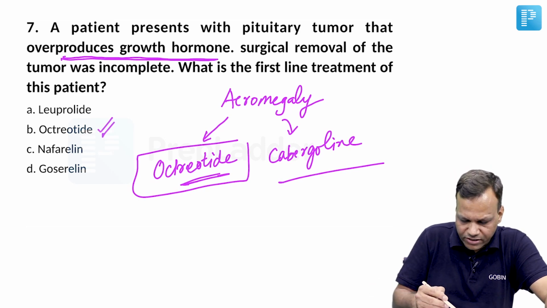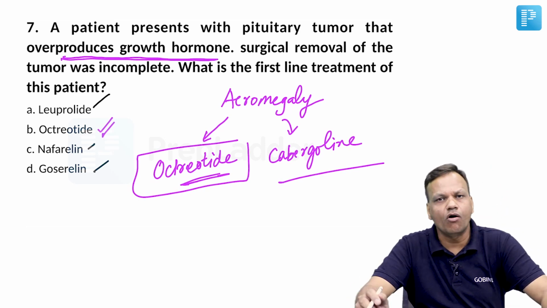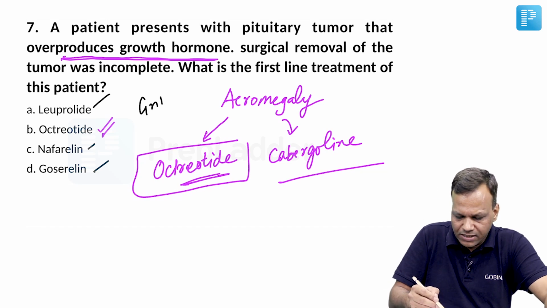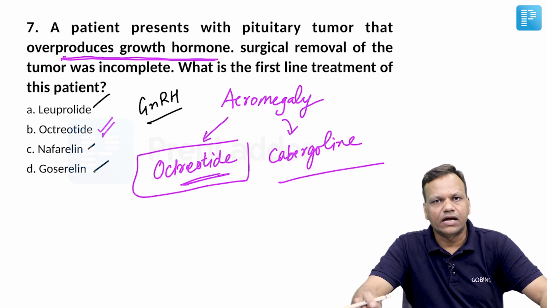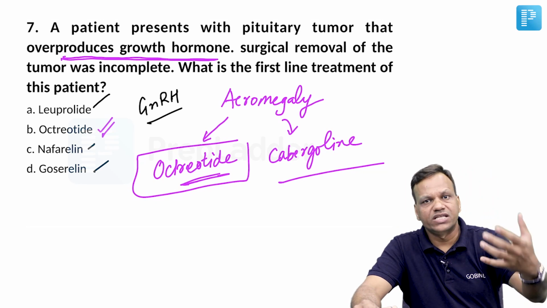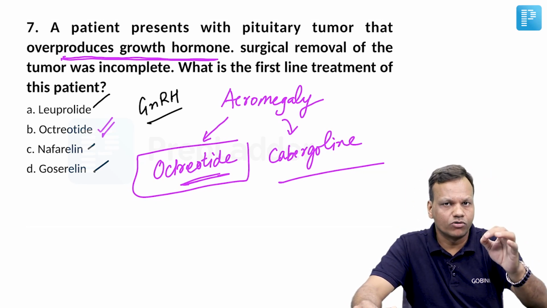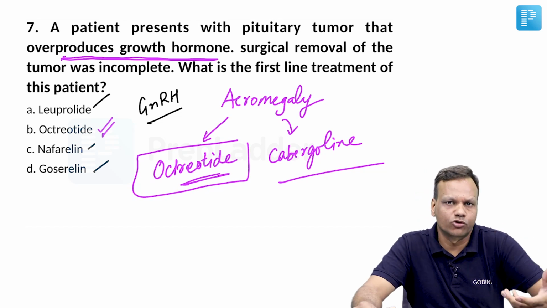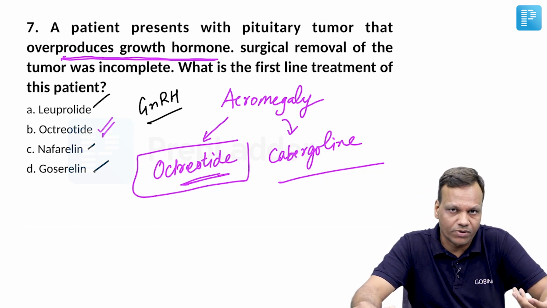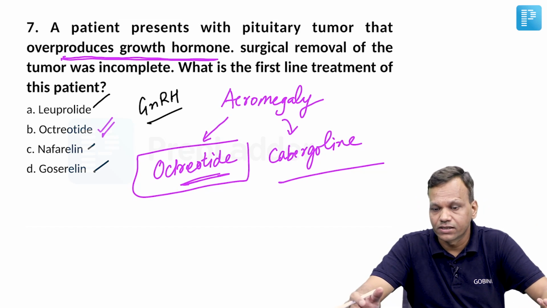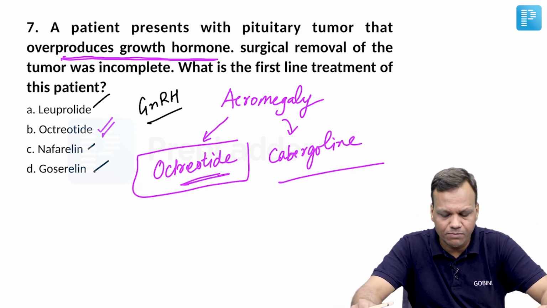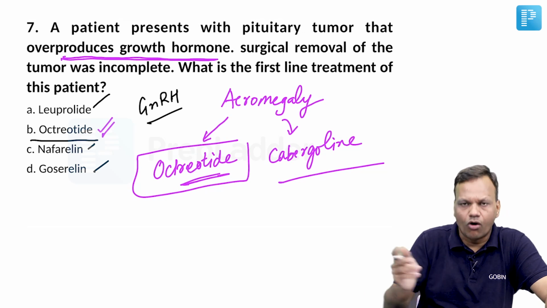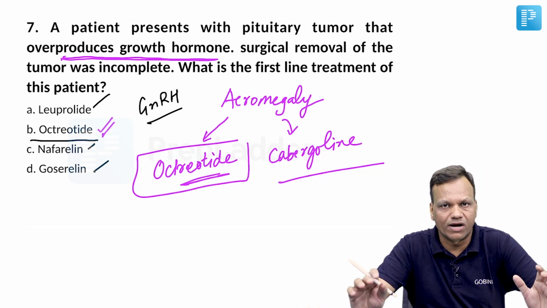If we see the other drugs, leuprolide, nafarelin, goserelin, all of them are GnRH agonists. When we give them continuously, they will decrease gonadotropin releasing hormone, that will decrease gonadotropins. So they are used for those conditions where we want to decrease gonadotropins, like precocious puberty. But here it has nothing to do with them. So here the answer is very simple, octreotide, which is a somatostatin analog.